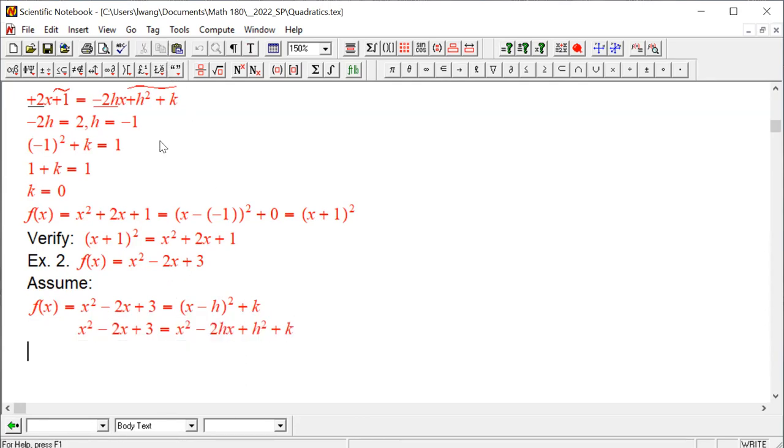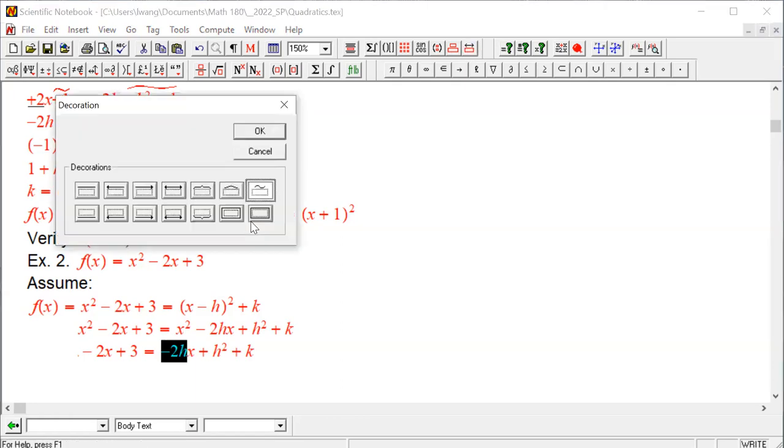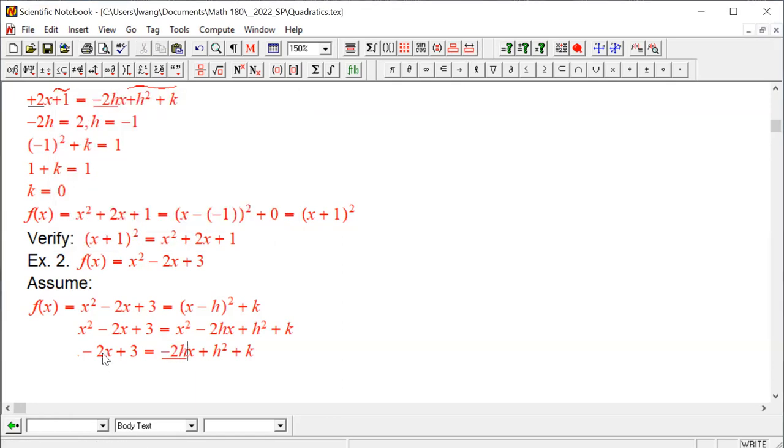subtract x squared on both sides, right? So this is gone, and this is gone. And then you look at the x term, right? Compare the x term. The coefficient, what is a coefficient? The number in front of x, okay? So we're going to put a bar underneath. So these two should be equal. What does it mean? It means negative 2h should equal negative 2. If that is true, then h equals 1, right?